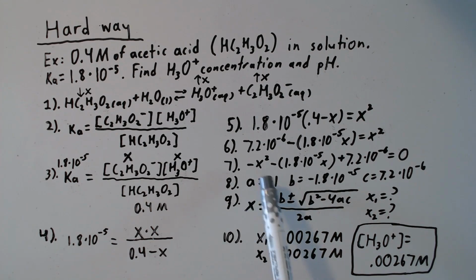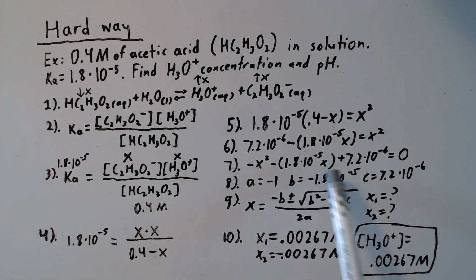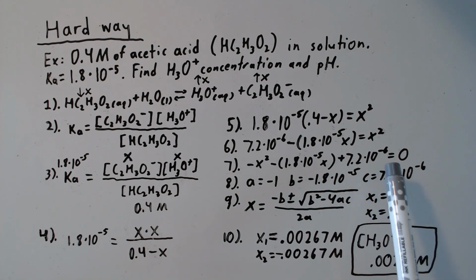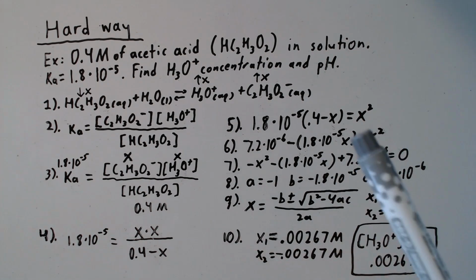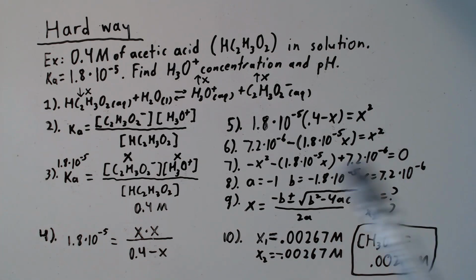It's minus x squared minus 1.8 times 10 to the negative 5th x plus 7.2 times 10 to the negative 6th. And we know that anyone who took algebra knows how to solve a quadratic equation. And in case you might have forgotten, I'm here to remind you how.